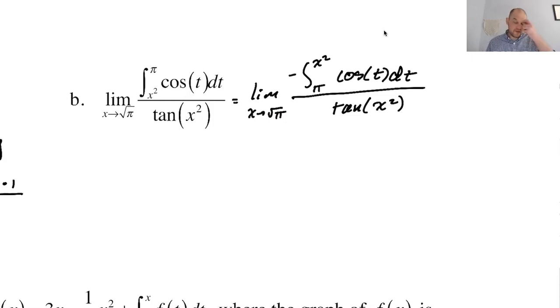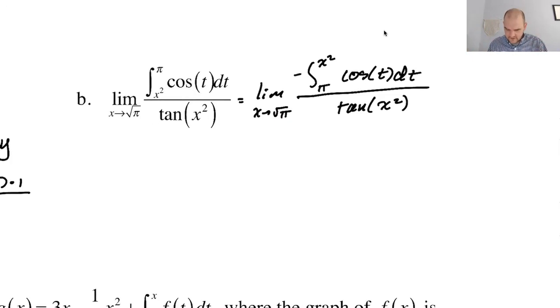If I plug in root pi, I get the integral from pi to pi, which is 0. Then I get the tangent of pi. And the tangent of pi is what? Oh, the tangent of pi is 0, because the tangent of 0 is 0 and the period is pi. So that gives me 0. So I have 0 over 0. Am I allowed to write that?